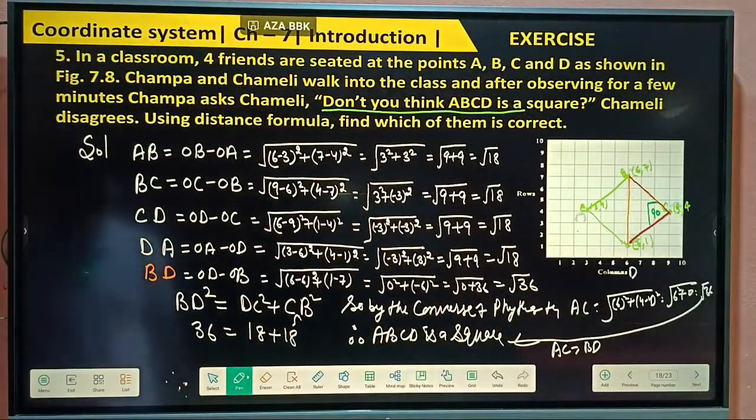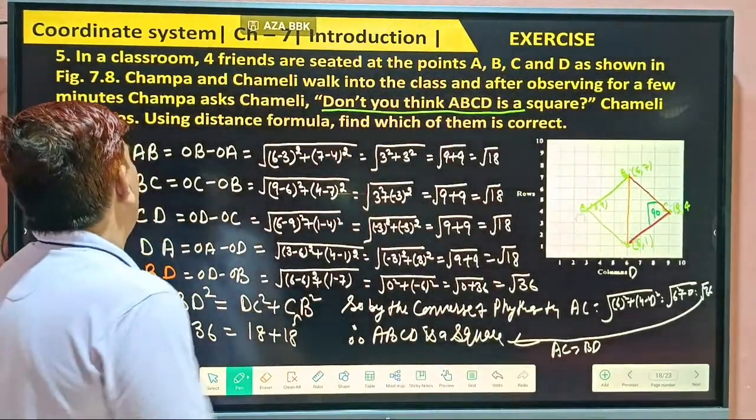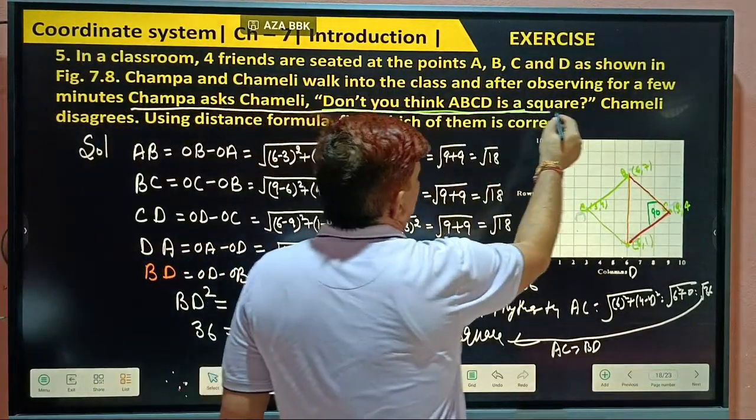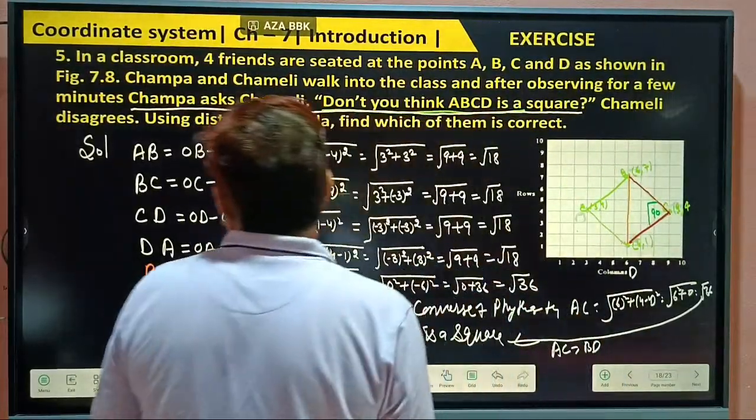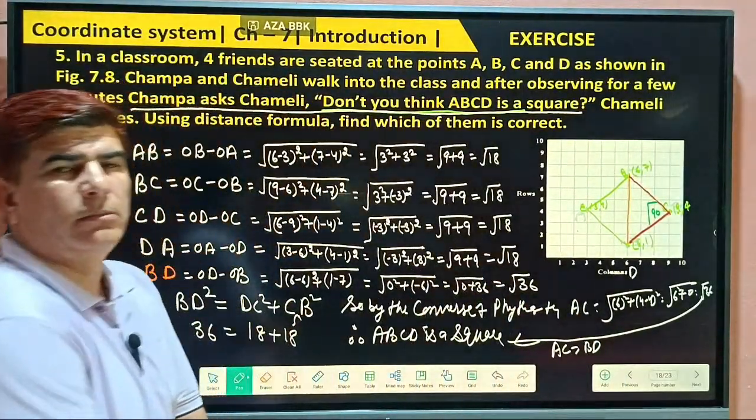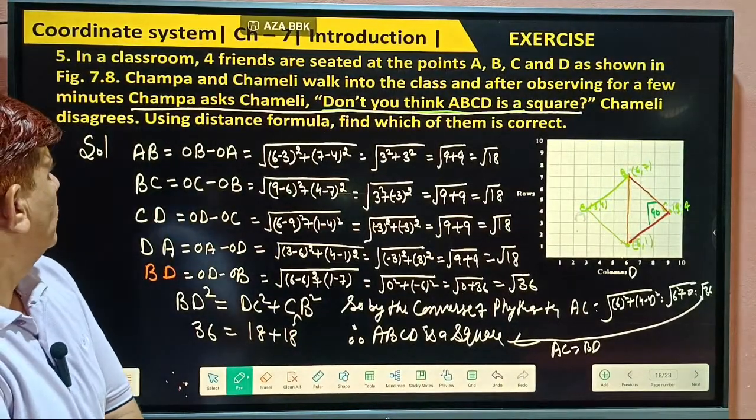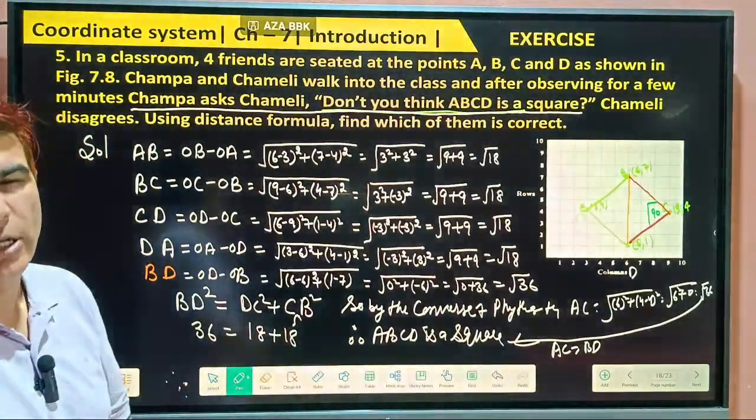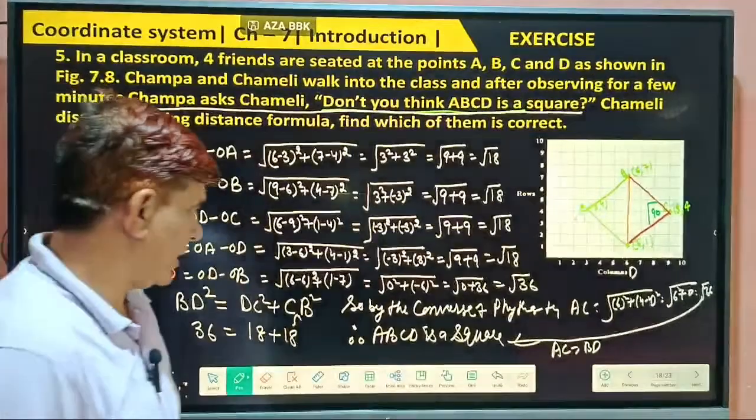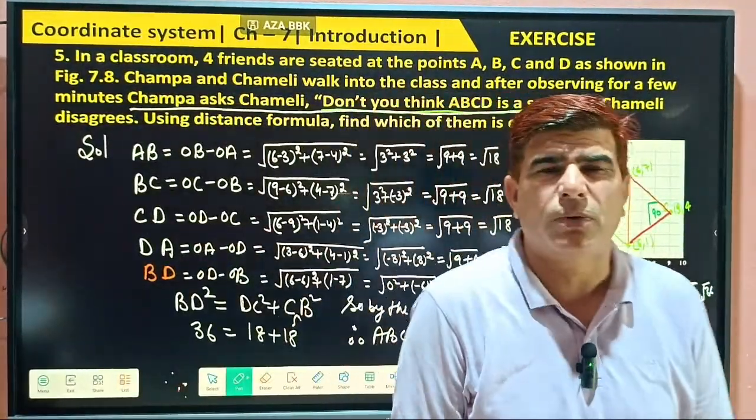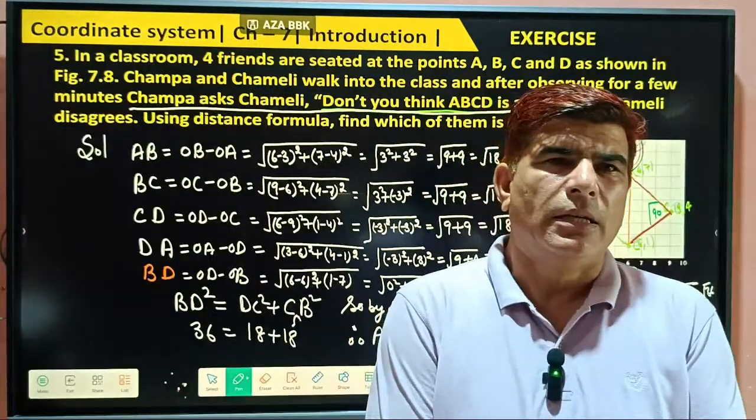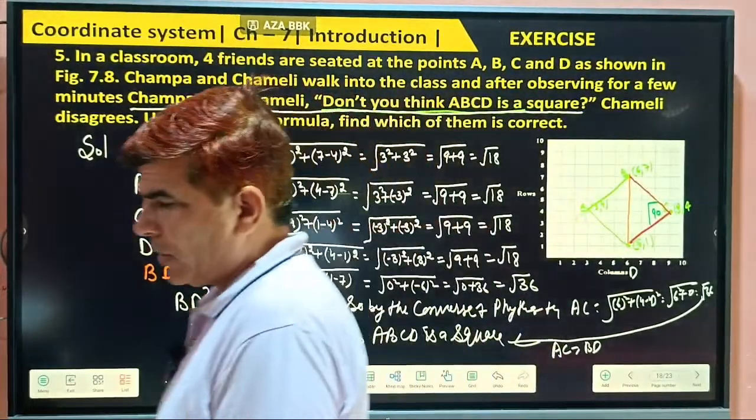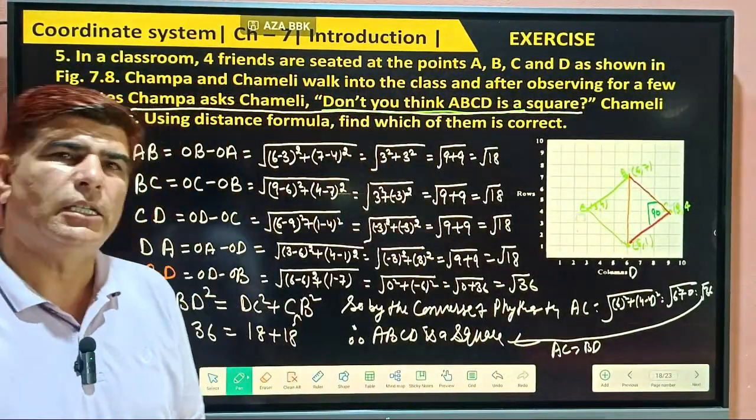So whose answer is right? Champa is saying, do you not think ABCD is a square? But Chameli does not agree with her. So we can say, using the distance formula, find which of them is correct. So we can say Champa is correct. ABCD is a square. I think you understand only one formula is needed in this complete exercise. Easily able to show what type of question is given.